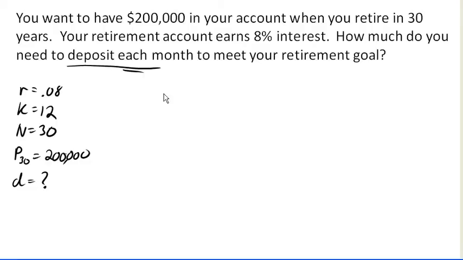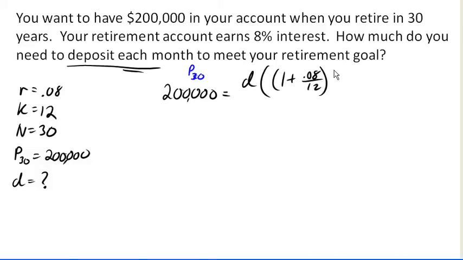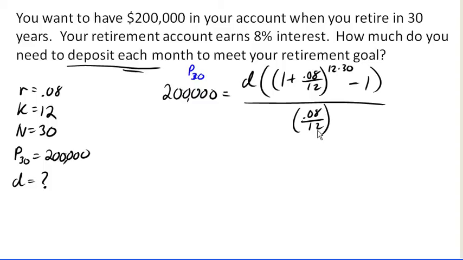So using my formula, I can go ahead and set up that 200,000 will need to equal, right, because that's my P30. So 200,000 is going to equal D times (1 plus r over k) to the k times n, minus 1, all divided by r over k. So plugging the values that we had into the formula.